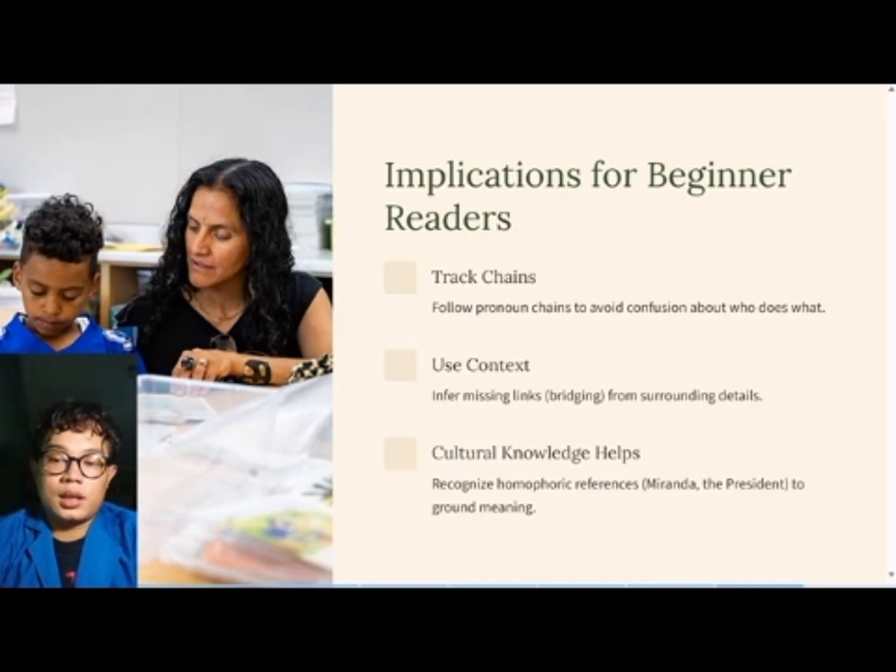The second one is we must encourage learners to embrace context to resolve bridging. When terms like shell cases appear, instead of pausing to look up every word in a dictionary, readers should be trained to look at surrounding contextual clues to infer the presence of implied elements like a gun.